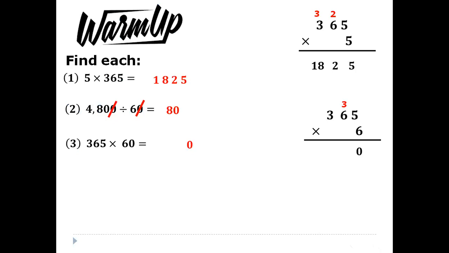6 times 5 is 30. So this is 3 with 0. 6 times 6, 36, plus 3, 39. And 6 times 3, 18, plus 3 is 21. Now this is the answer of multiplying 365 by 6. But don't forget that that number was 60, not 6. So there was a 0, we kicked it out. So with the 2190, there is a 0. So the answer is actually 21,900.